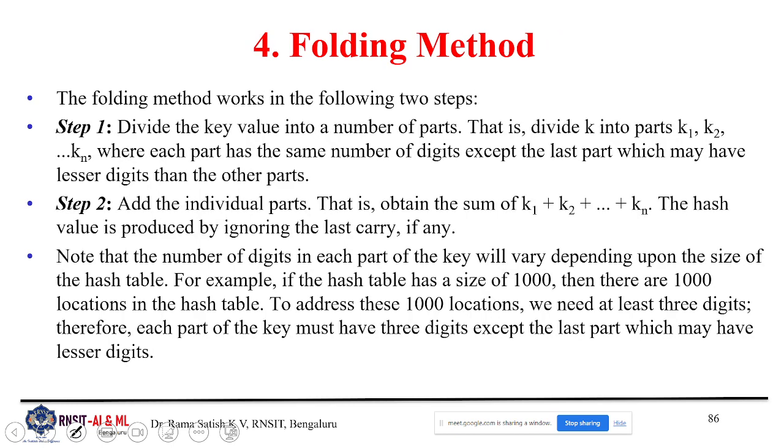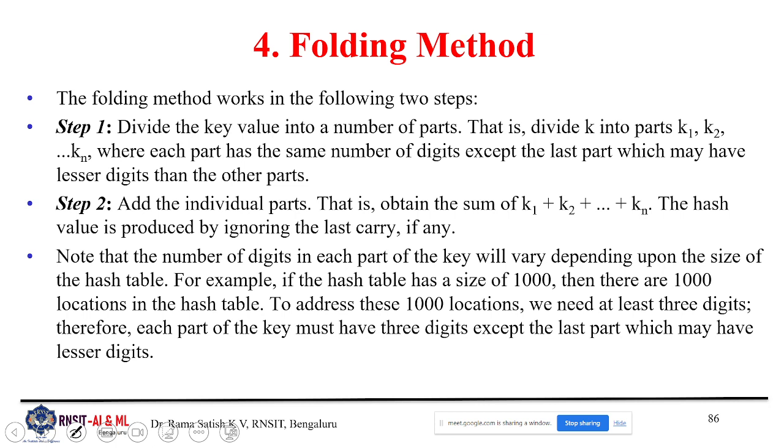The next method is the folding method. What it does is it folds. So the folding method works in the following two steps. First thing, it divides the key into a number of parts. For example, if you have a key value k, it is divided into k1, k2, k3, k4, k5 up to kn, where each part has the same number of digits except the last part. The last part may have fewer digits.